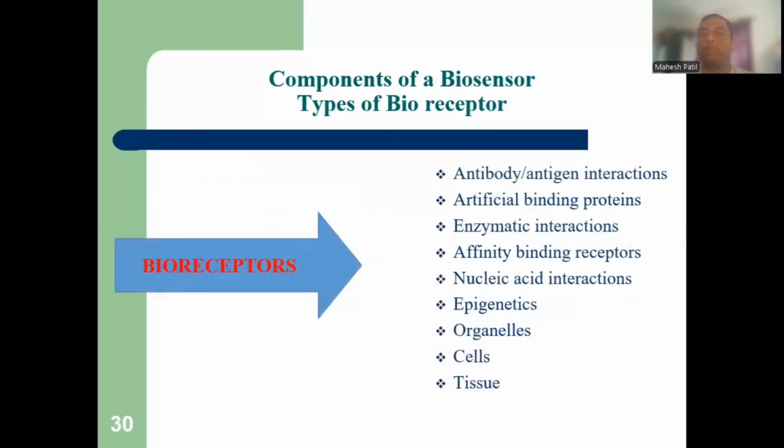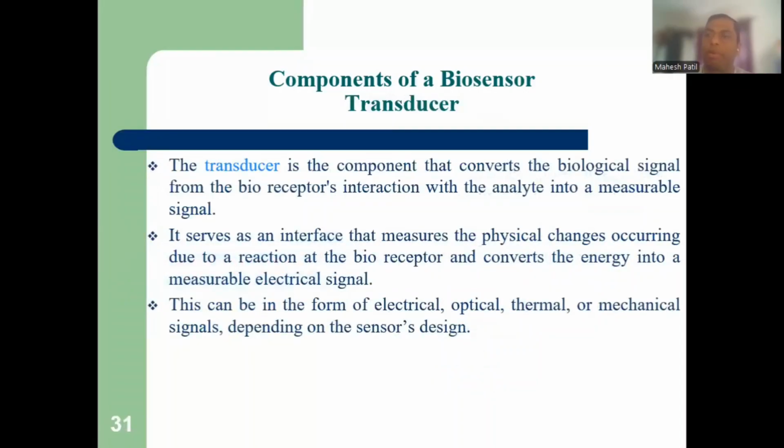So what are the different types of bioreceptors? We have just seen a few. These are the types of bioreceptors: antigen-antibody interactions, artificial binding proteins, enzymatic interactions, affinity binding receptors, nucleic acid interactions, epigenetics, cells, and tissue level. These are different types of bioreceptors which might be used.